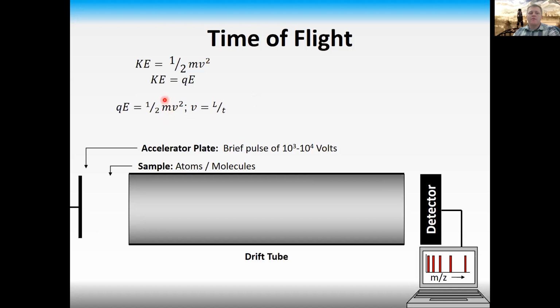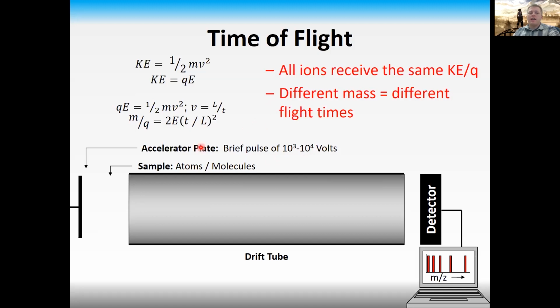Then we have a mass term and a charge term. We divide the charge over here, and divide everything else from this side over onto that side. So we get this equation for mass to charge, which is equal to 2 times the electric field we put on our accelerator plate, times the drift time of our ions through the tube squared, divided by the length of the tube squared.